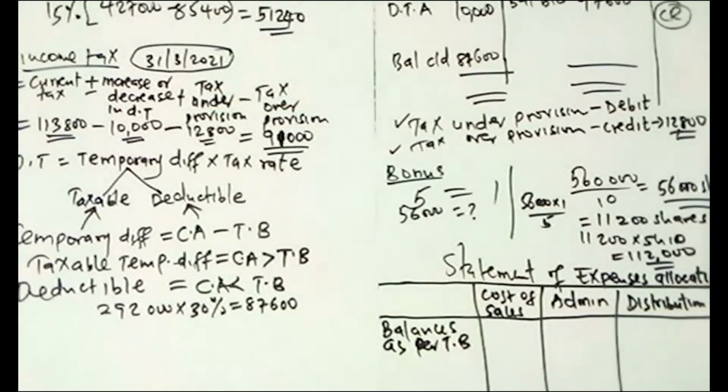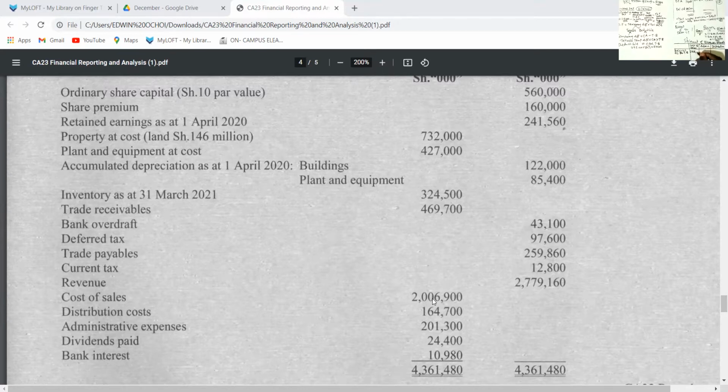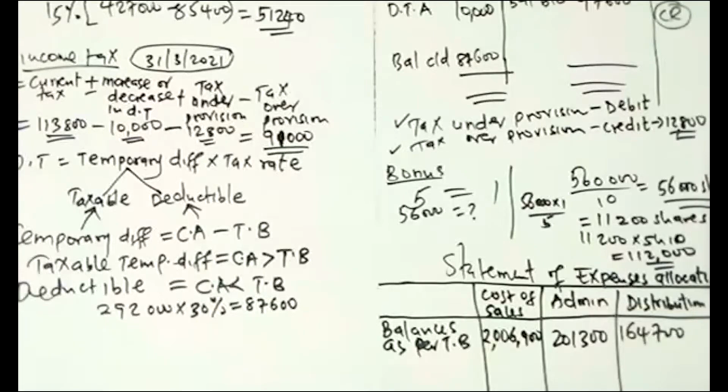If we check our trial balance, we will realize that there are some balances given there. For the cost of sales, it was 2 million, 6,900 shillings. So what about admin and the distribution? Let me show all of them. For the cost of sales, you can see it's 2 million, 6,900. For distribution it is 164,700, and for admin it is 201,300.